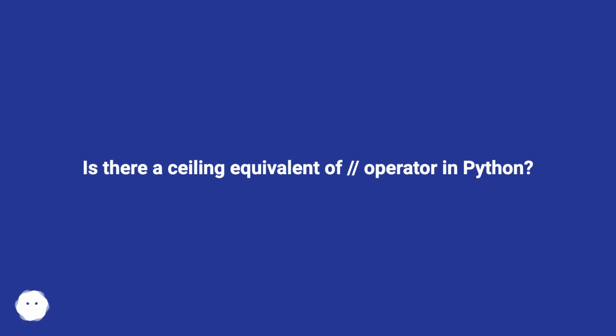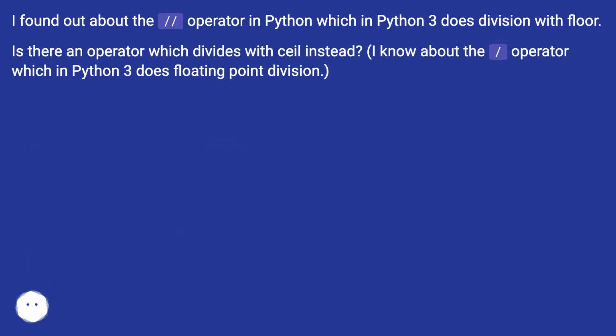Is there a ceiling equivalent of the // operator in Python? I found out about the // operator in Python, which in Python 3 does division with floor. Is there an operator which divides with ceil instead? I know about the / operator, which in Python 3 does floating point division.